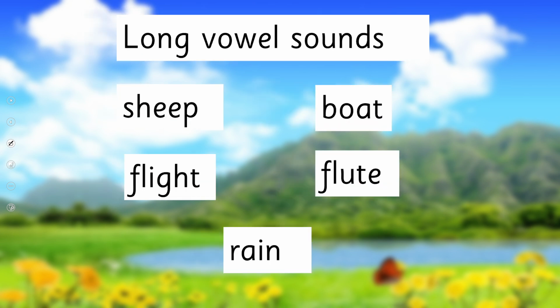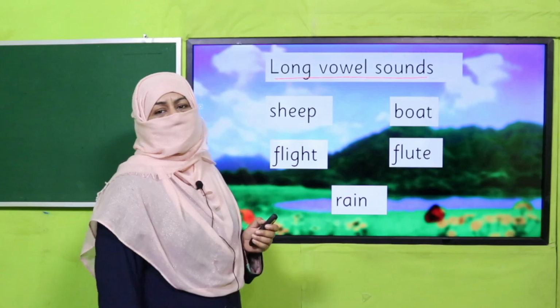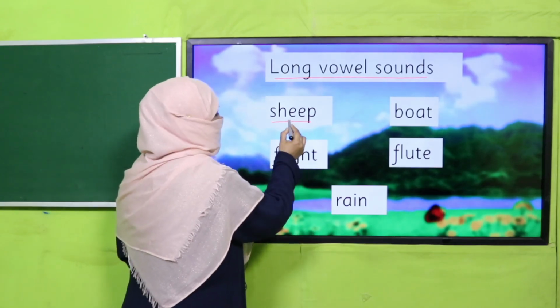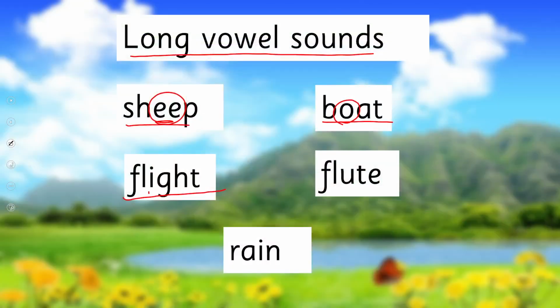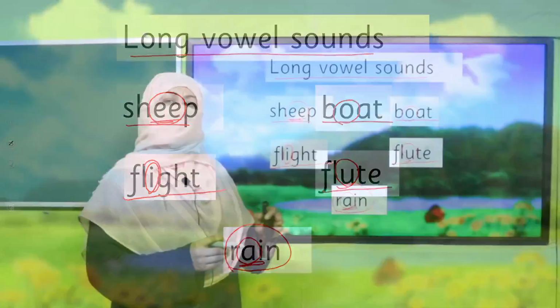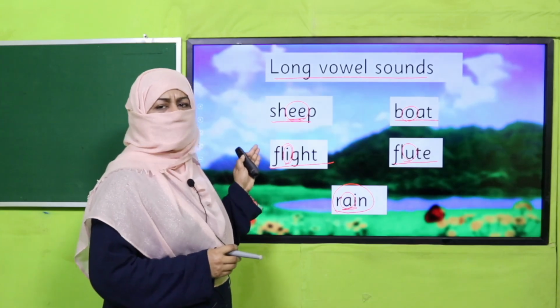And then what is long vowel sound? Remember the song? When two vowels are walking, the first does the talking and says its name, and that name is their long sound, as in sheep, E, boat, O, flight, I, flute, U, rain, A. You see, all these 5 sounds are long vowel sounds, and we have learnt rules when they are being used with their long sounds. Remember all the rules?